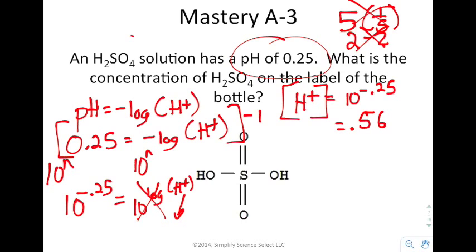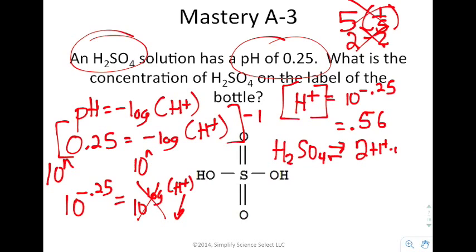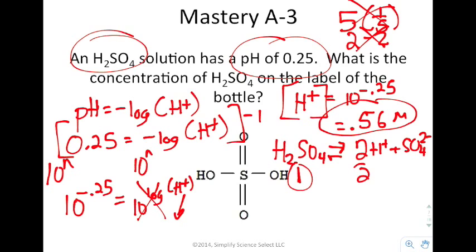But remember, we have H2SO4. H2SO4 has 2 protons that dissociate. So because of that, we need to take that into consideration when we consider what should be on the bottle. If I have 0.56 molar, remember that for every one of these that falls apart, I create 2 of these. So if I were to write this in dimensional analysis, you have 0.56, and then for every 2 of these, you have 1 H2SO4.